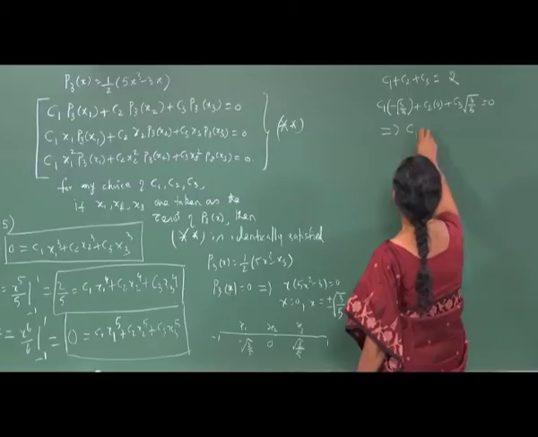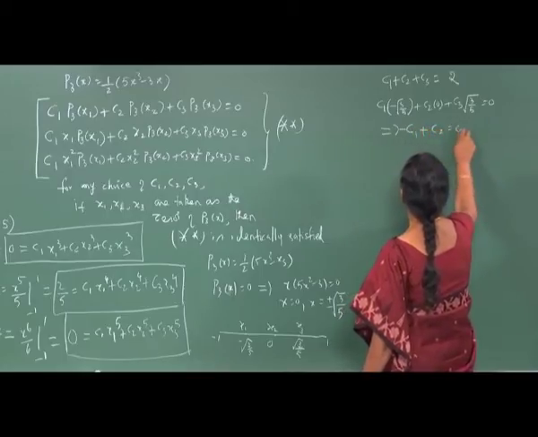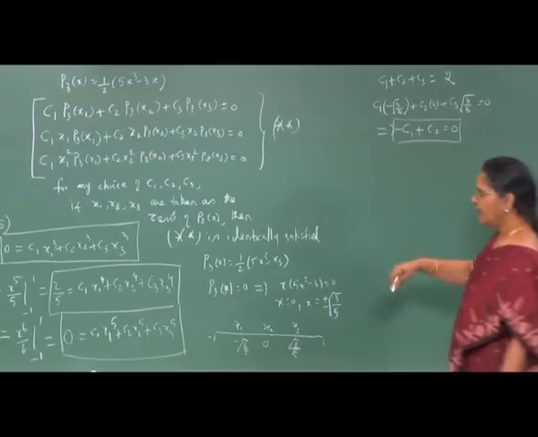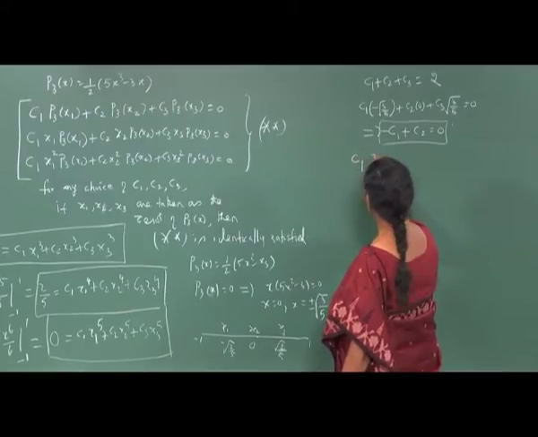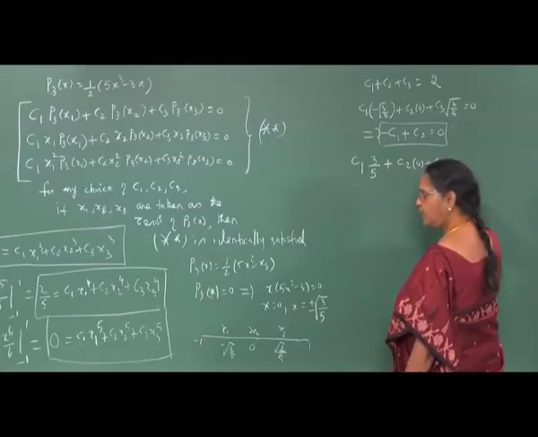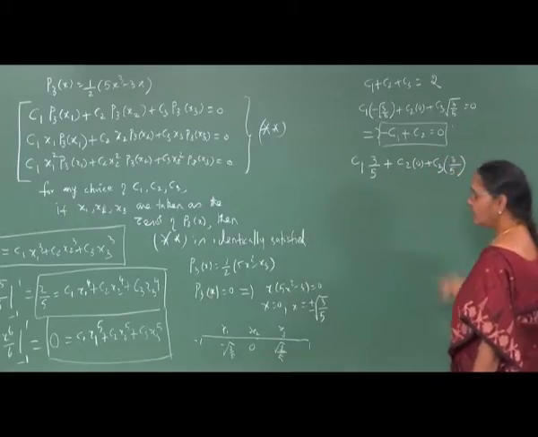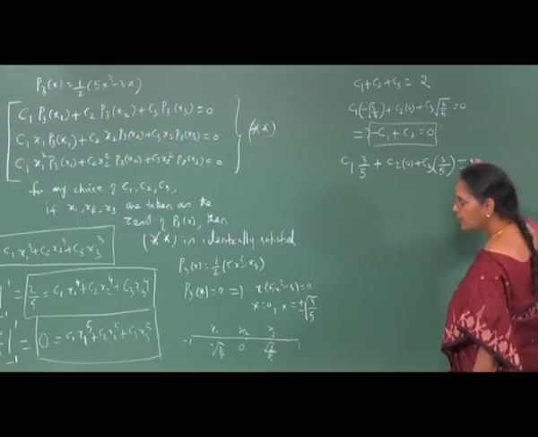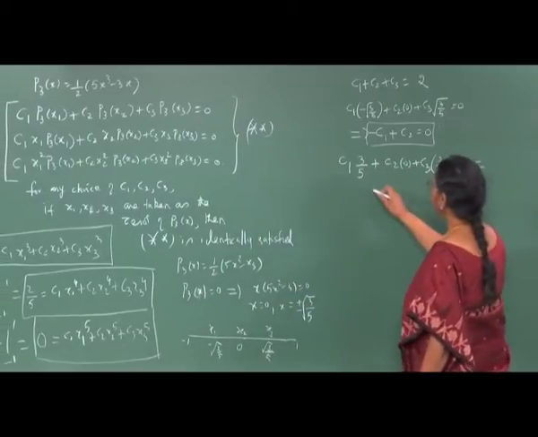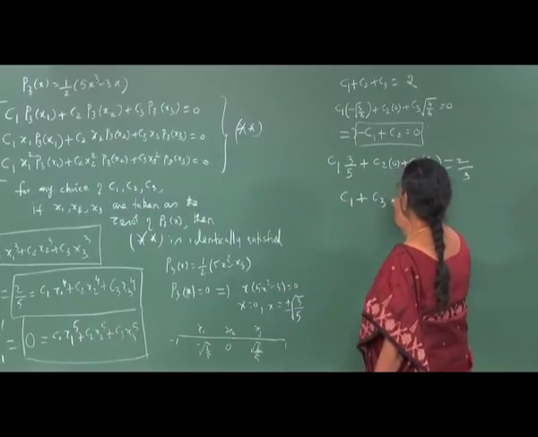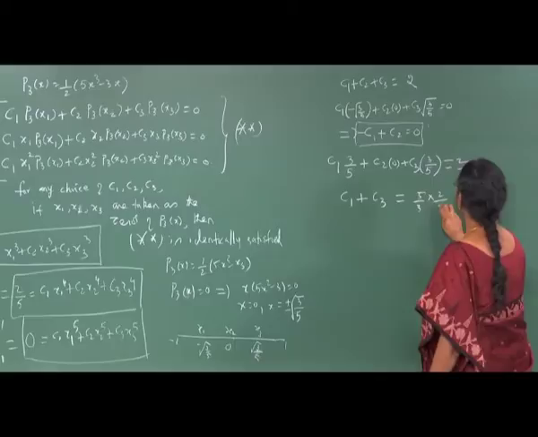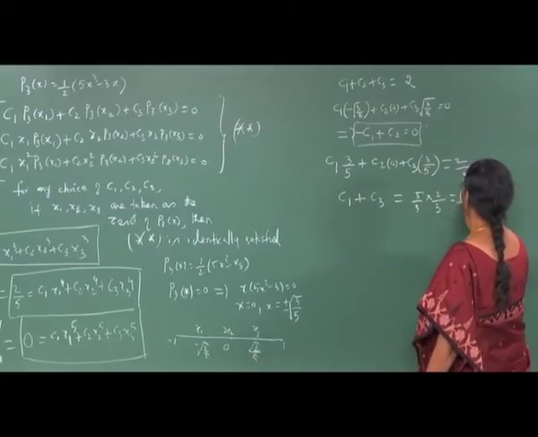So, this tells you that minus C1 plus C3 is 0. That gives you another equation for C1, C3. The third one tells C1 into x1 square, so 3 by 5, C2 into x2 square plus C3 into x3 square, which is again 3 by 5. That must be equal to 2 by 3. That is the third equation, from which we obtain the equation C1 plus C3 is equal to 5 by 3 into 2 by 3. So, it is 10 by 9.